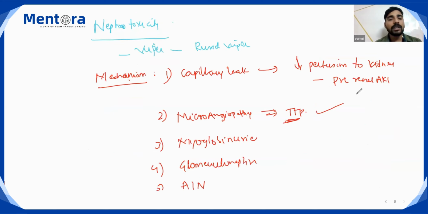Right. And then nephrotoxicity. In nephrotoxicity, vipers are most common, especially Russell's viper. They cause five mechanisms: capillary leak, leading to pre-renal AKI; microangiopathy leading to TTP and renal AKI; myoglobinuria and rhabdomyolysis; glomerulonephritis; or acute interstitial nephritis. So any of these can lead to nephrotoxicity. And some snakes, very rarely, can even cause cardiotoxicity.